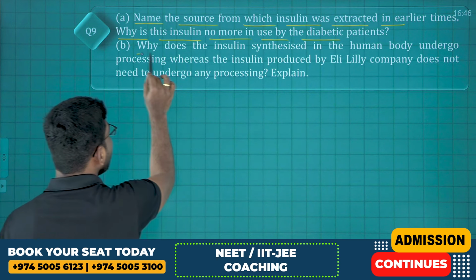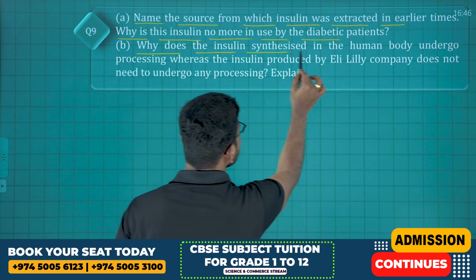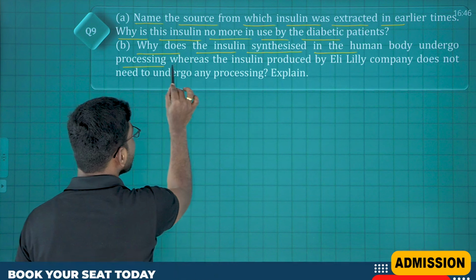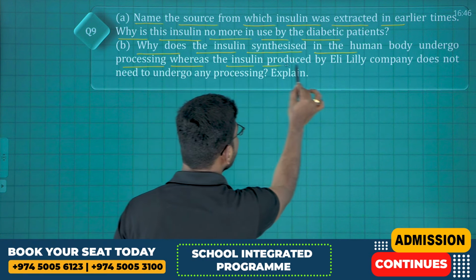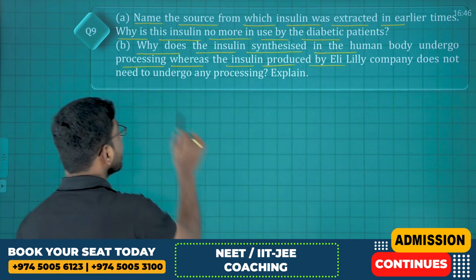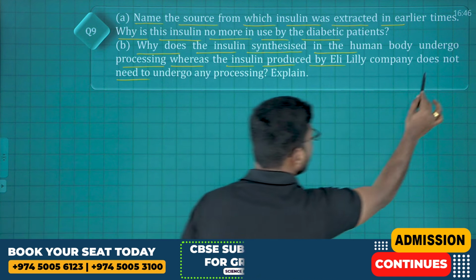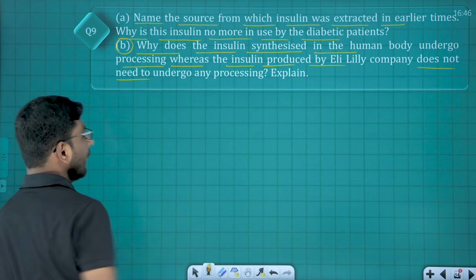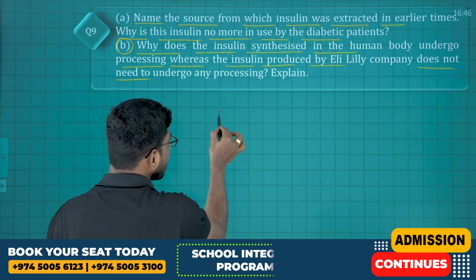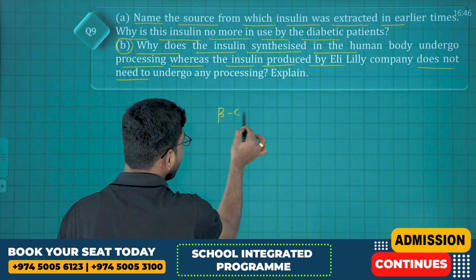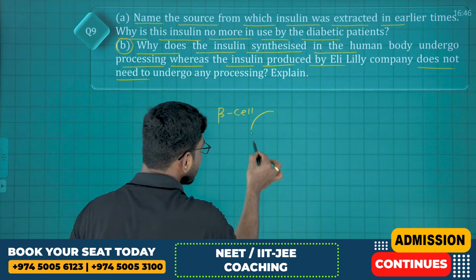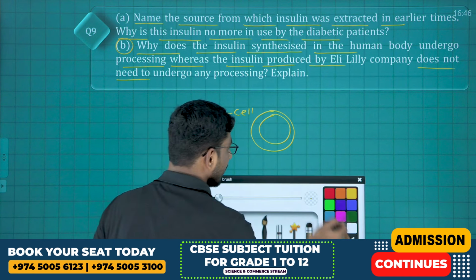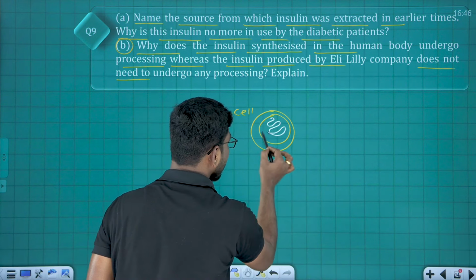Next, why does the insulin synthesized in the human body undergo processing, whereas the insulin produced by Eli Lilly company does not need to undergo processing? They're asking. Good question. Look carefully here. Now we know insulin comes from the beta cells of the pancreas. Look at it. This is the beta cell of the pancreas. Inside, this is the nucleus and this is the DNA. A gene is there, right?